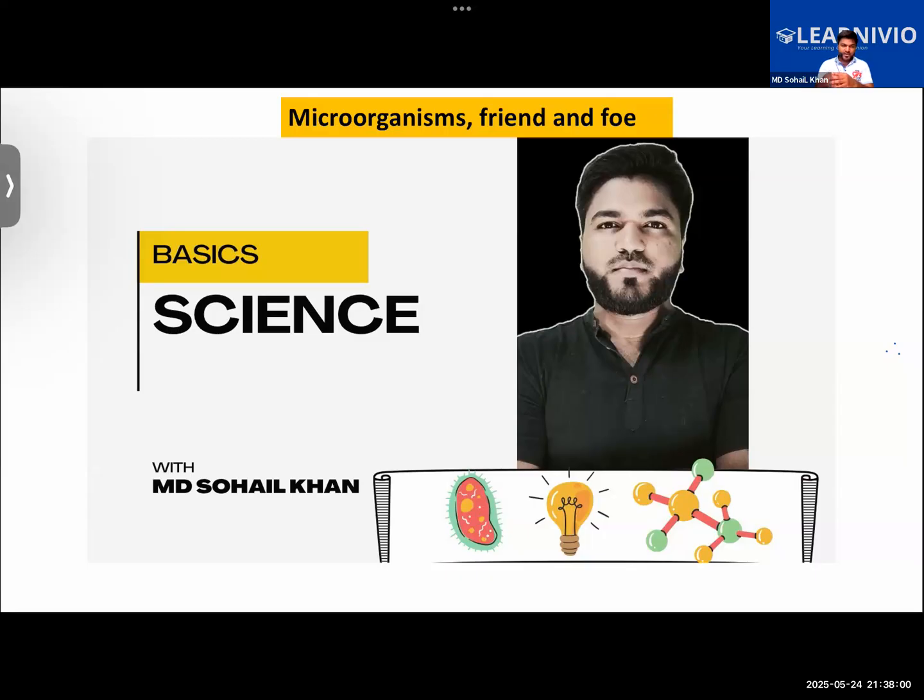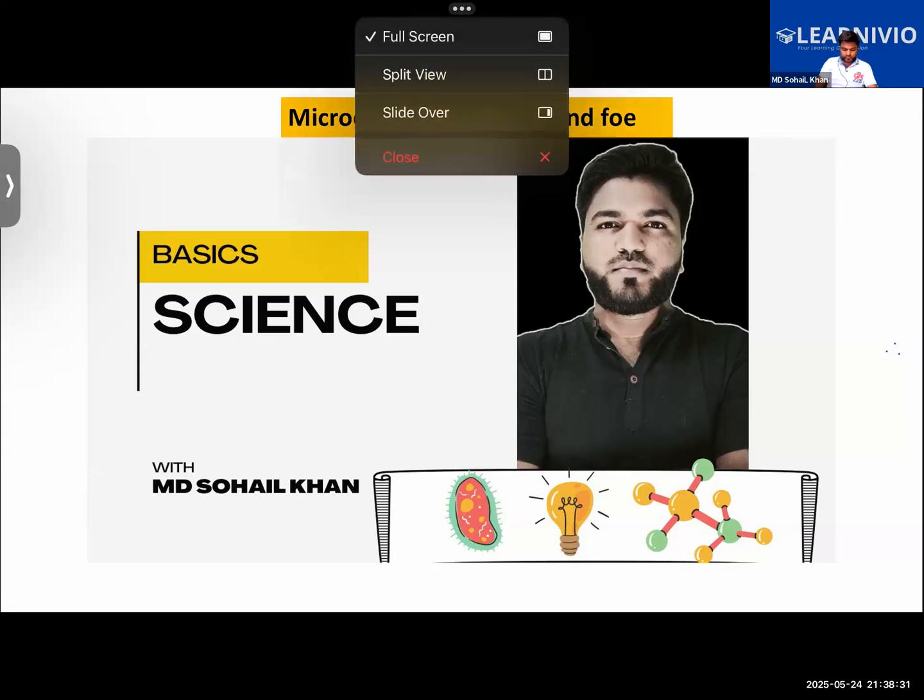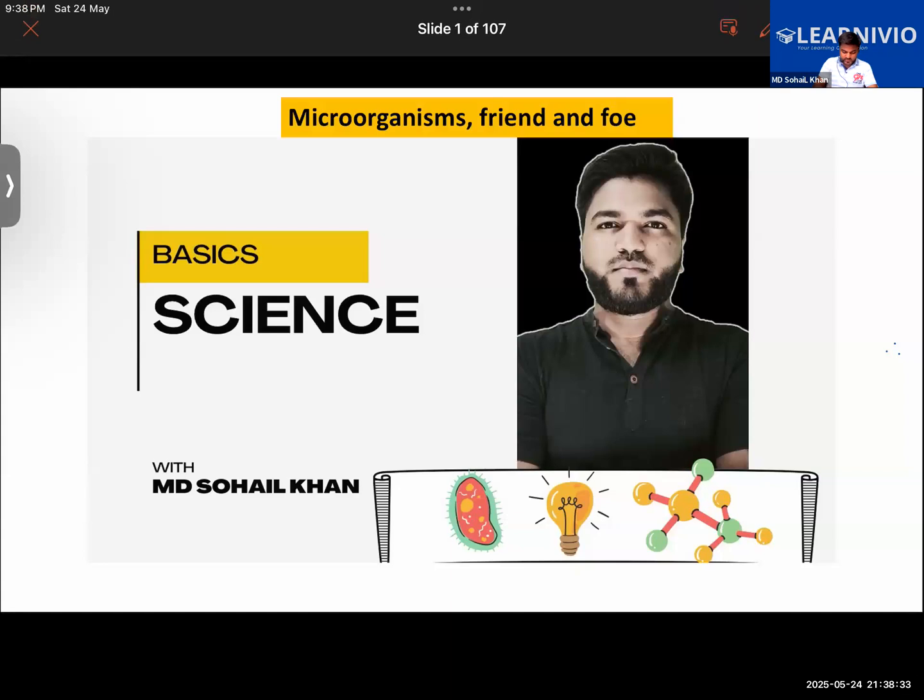Eukaryotic, very good. And we learned that there are different types of bacteria. How many types of bacteria are there based on the shape? Three or four? There are four different types. And how many groups of microorganisms do we have in total? Three, four, or five?